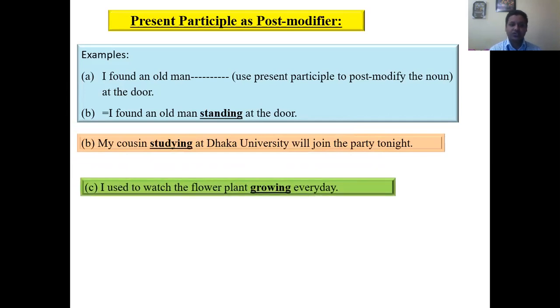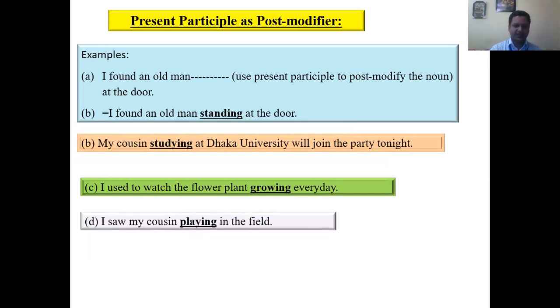I used to watch the flower plant growing every day. Flower plant is noun, plant is noun. So growing, present participle, sitting after the noun, it acts as post modifier. Another example, I saw my cousin playing in the field. My cousin is noun. The word playing, here present participle, sitting after noun acts as post modifier.